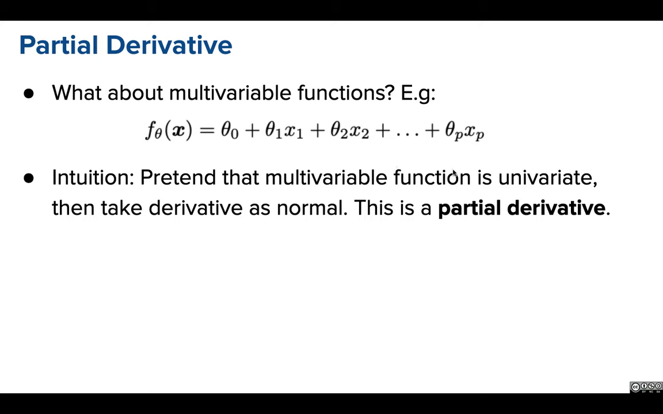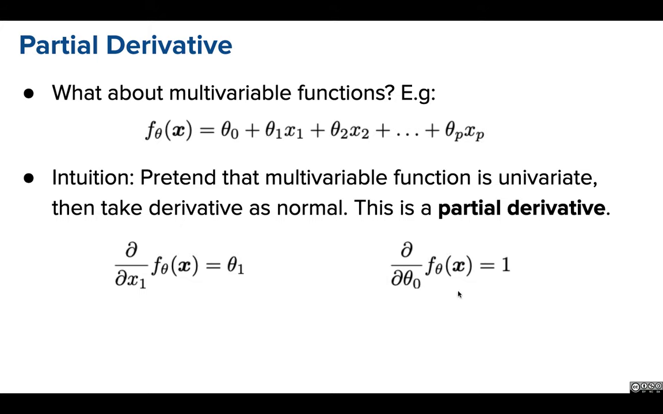It's essentially, you take the function that has multiple variables, you pretend that all the variables don't exist except for one of them, and then you take the derivative with respect to that variable. That's the partial derivative. Okay, so in this particular case, if I take the partial derivative of this function f with respect to x sub 1, everything else becomes 0 because it's a constant, and we take the derivative of this term, which becomes theta sub 1. So that's the partial derivative.